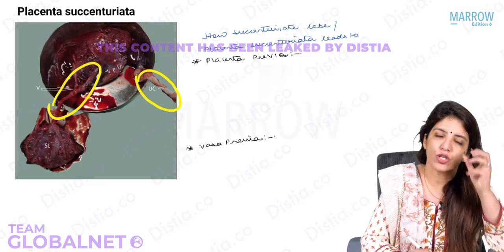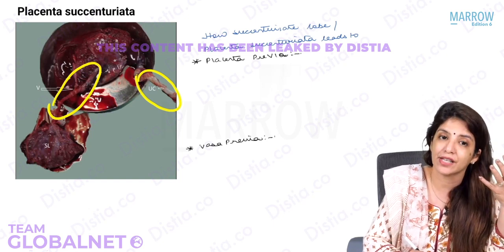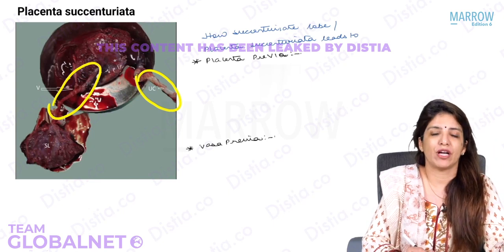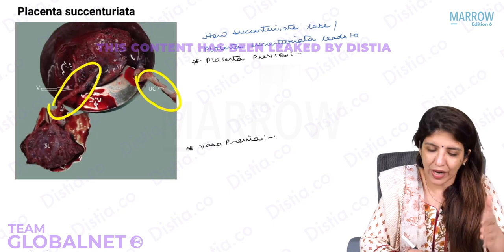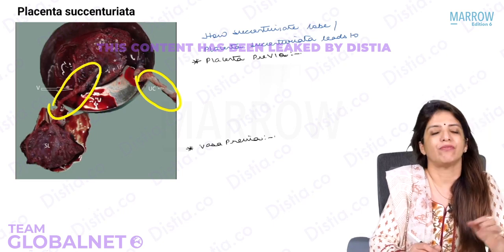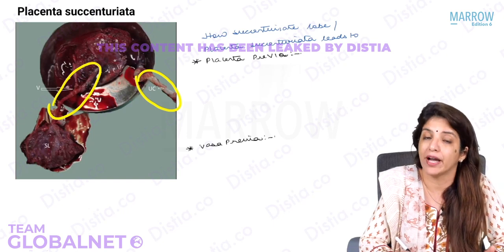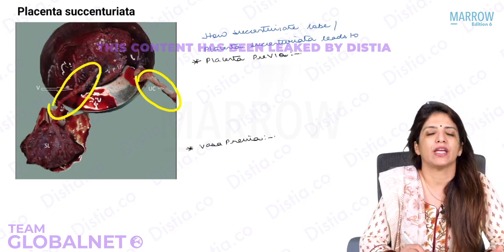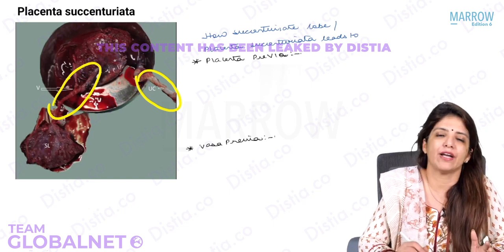So here, because a small part of the placenta has separated from the main placenta and is connected to it with the help of blood vessels, this is a placenta succenturiata. Right? Now, I was telling you that whether it is placenta succenturiata or placenta bilobata, both of them can lead to vasa previa and placenta previa.